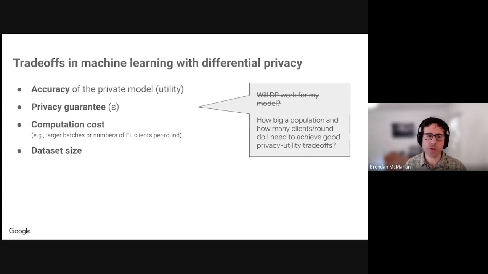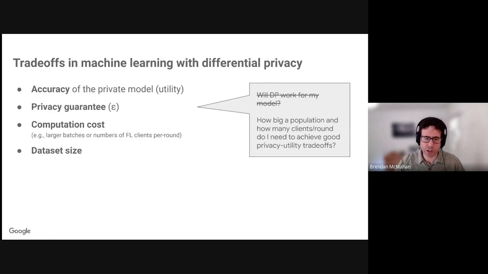But that's only true if you fix your operating point on these other dimensions of computation cost and data set size. So for example, if you have a fixed data set size, you can add more noise but scale up your batch size accordingly, and often pay no cost in accuracy while arbitrarily increasing privacy.